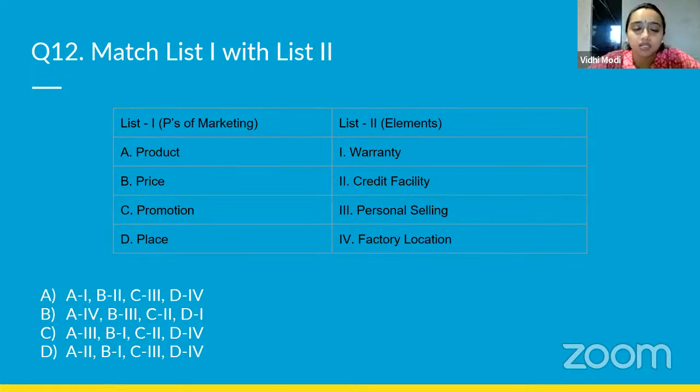Then we have match list, again, match the following. In this particular paper, we realize that there are a lot of match the followings, right? It's a 2022 paper. Okay.